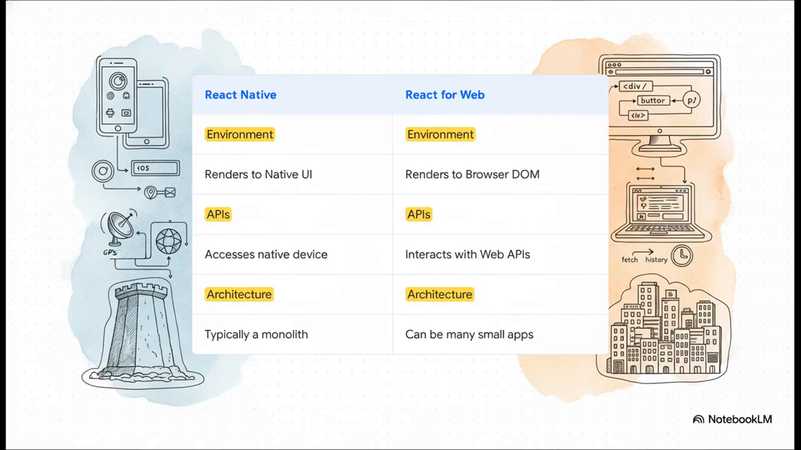Okay, so what's really going on here? In React Native, you're telling the phone, render a native button or render a native view. On the web, you're talking to the browser's DOM, which is a totally different beast. Instead of hitting device APIs for, say, the camera or your contacts, you're using web APIs to do things like fetch data or mess with the browser's history. And this last point on architecture, this is a huge deal. Native apps are usually one big single thing, a monolith. But on the web, we can build our app as a collection of smaller, independent apps that all work together. And that's not just a minor tweak, it's a fundamental shift that unlocks a ton of power.